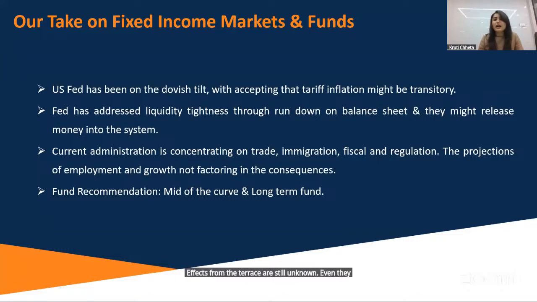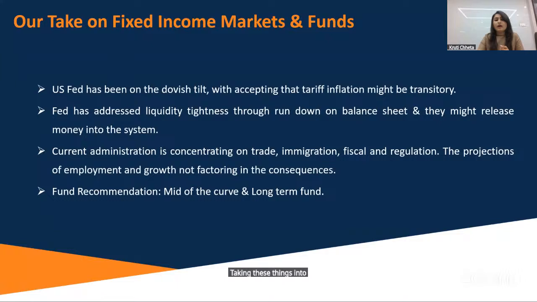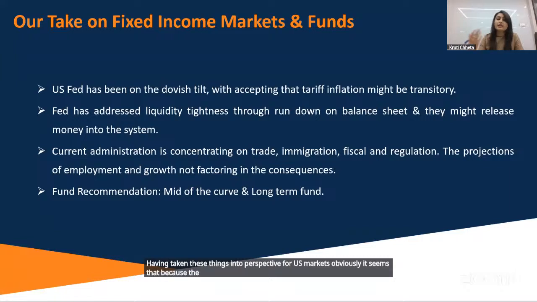Even they say that it is very hard to predict how much impact it will have, but they're ready to take it as a transitory increase and not react to it much. Therefore, it seems the next trajectory the Fed will be providing will be more on the dovish side, with maybe two or three rate cuts coming in the second half of the year. Taking these things into perspective, for US markets, because quantitative tightening is in place and there is going to be more buying by the Fed in the longer end, there is an expectation that the longer end of the yield curve would move down.